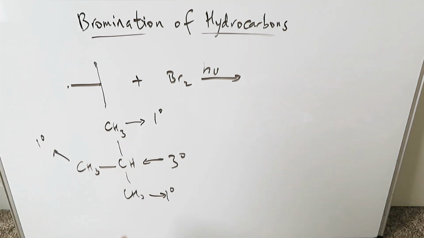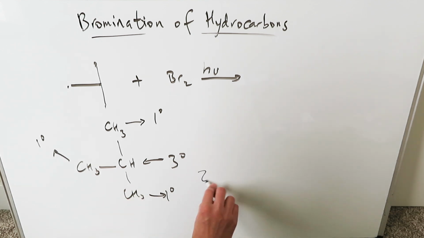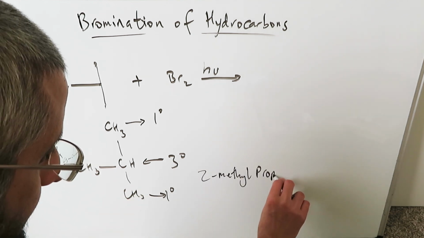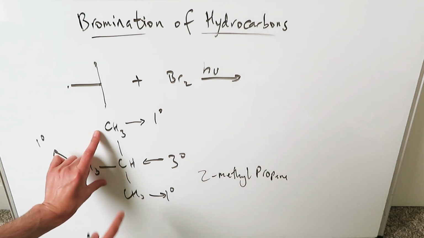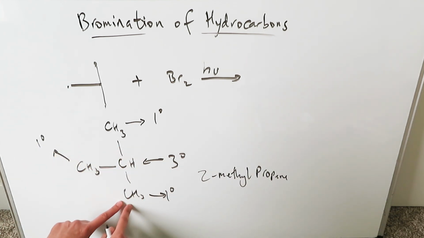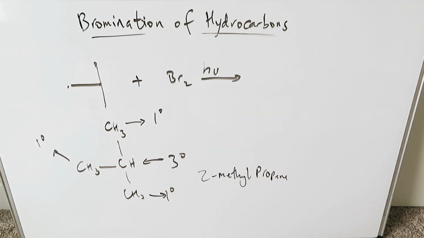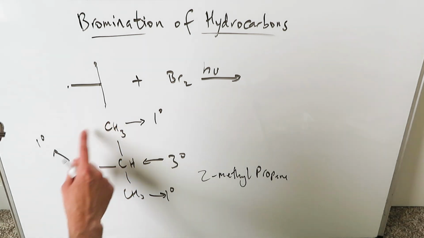What is the name of this molecule? Well, you have 1, 2, 3, a propane, but you have a methyl group here. You can call this 2-methylpropane, and that is the name of this. You're looking for the longest chain, and then the methyl group is attached to the second carbon atom in that chain, counting from 1, 2, 3 or 1, 2, 3, it doesn't matter. It's 2-methylpropane.